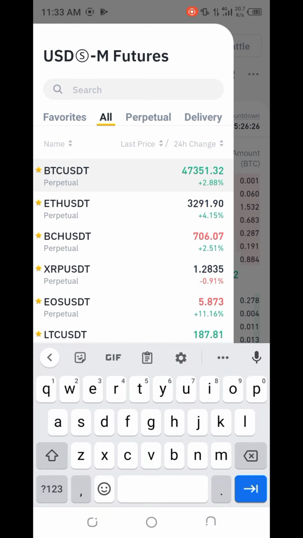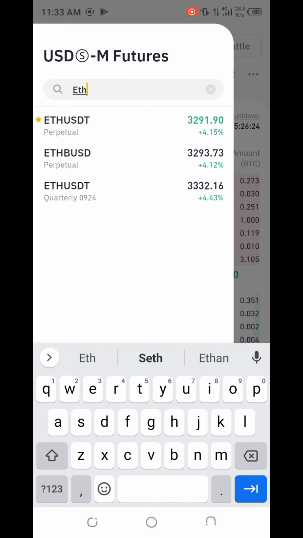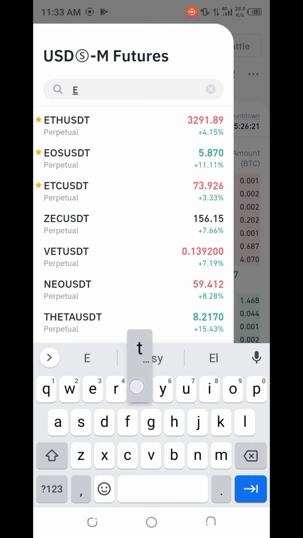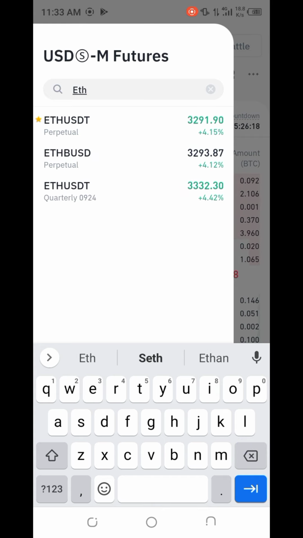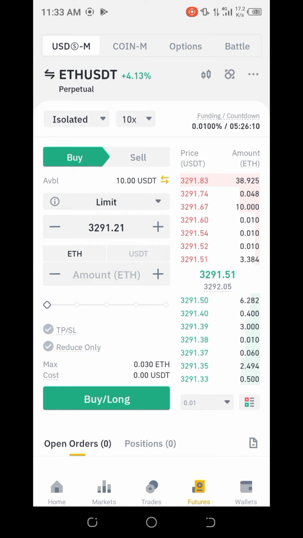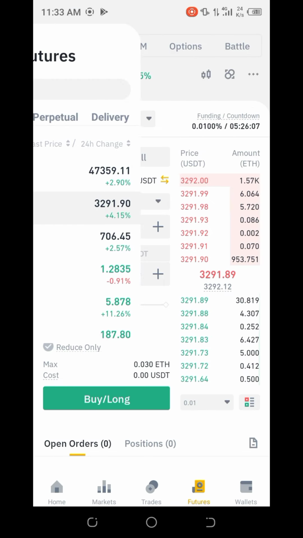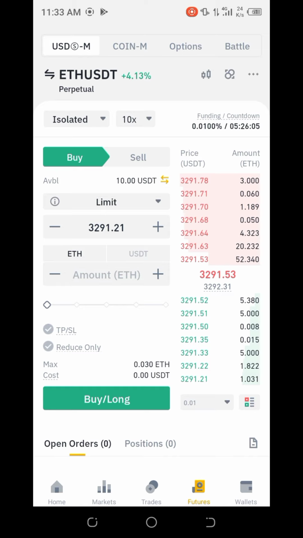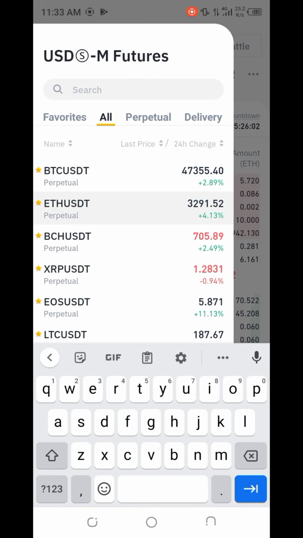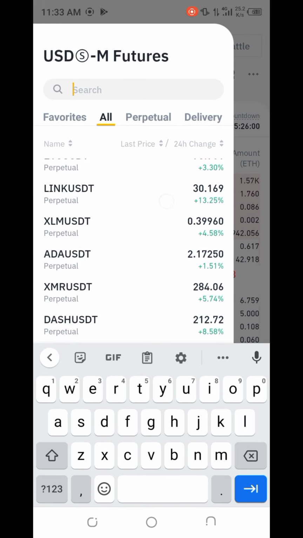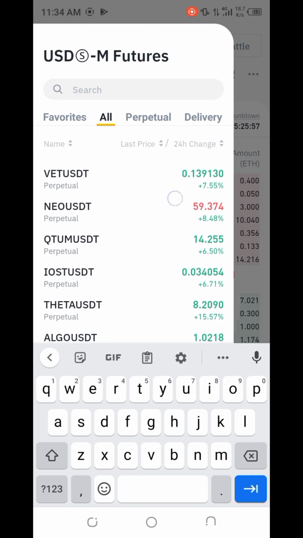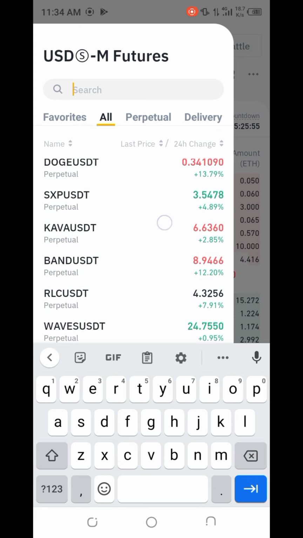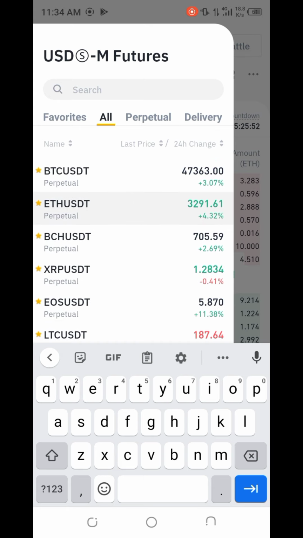Assuming you want to trade any other coin, let's say Ethereum, you search for ETH, that's the ticker, and you will find ETH USDT, ETH BUSD. Now we are going to select ETH USDT. Assuming you are searching for anything else, as far as what you have here is USDT, you can trade any coin here that has a USDT pair. That's just the example I'm giving you. You can see all these coins that have USDT pairs, and you can trade them using USDT, but for this example, we are going to use BTC.